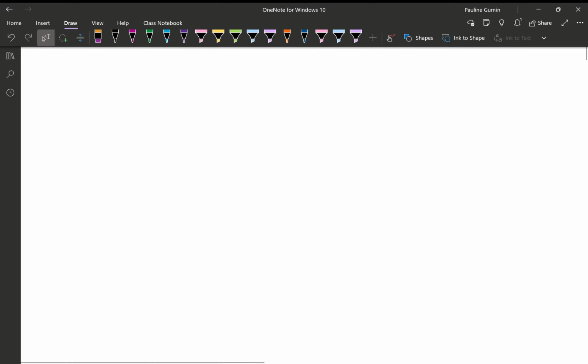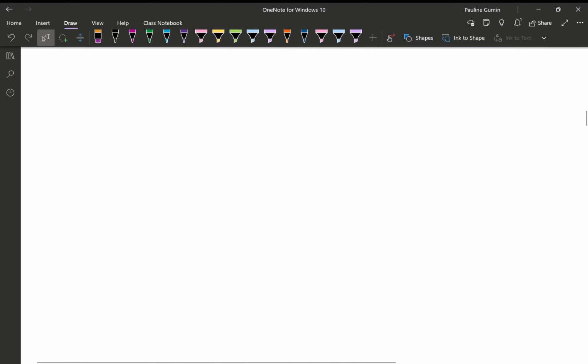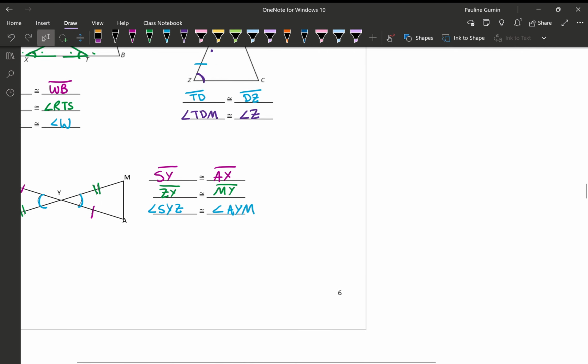Uh-oh. Did I zoom in too much? Sometimes it doesn't like that. My bad. Sorry, OneNote. Didn't mean to zoom in so much.